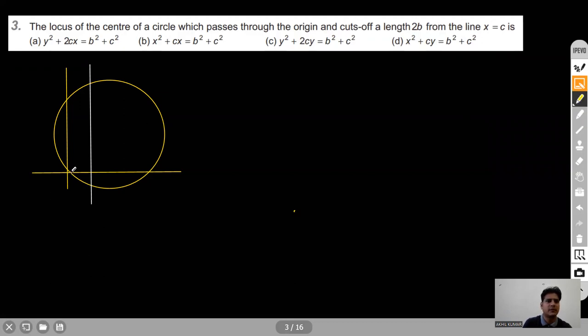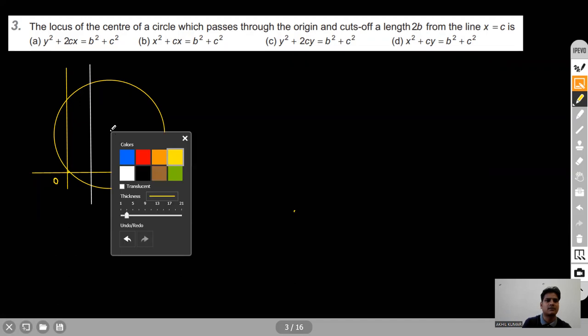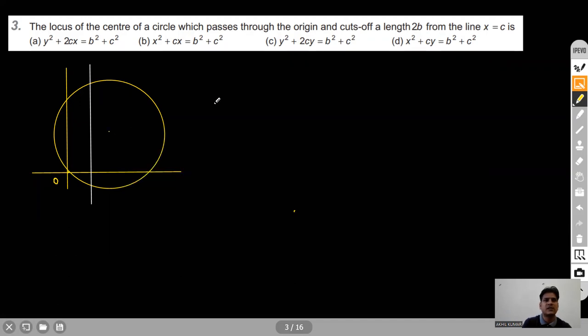Okay, so let me name them. So this point is our origin through which our circle is passing, and this is the center of the circle. Okay, we have to find the locus of the center of the circle. This line is x equal to c, and suppose I'm taking this point as A, this point as B. So as per the given information, this length AB is equal to 2b, right?